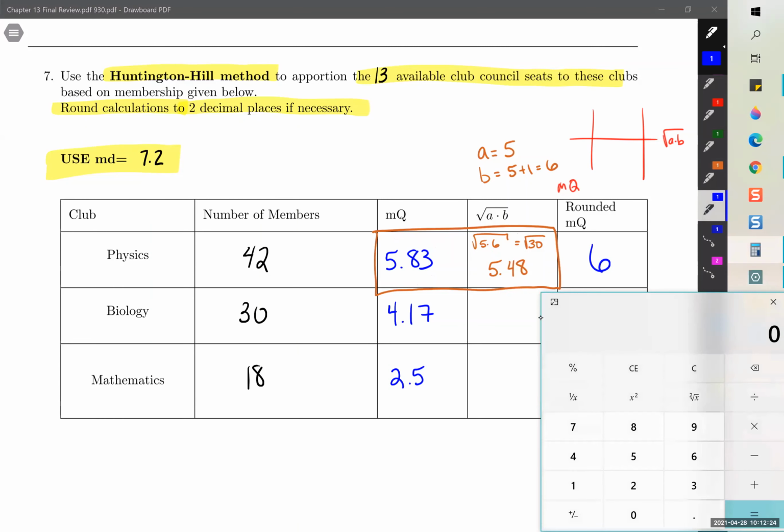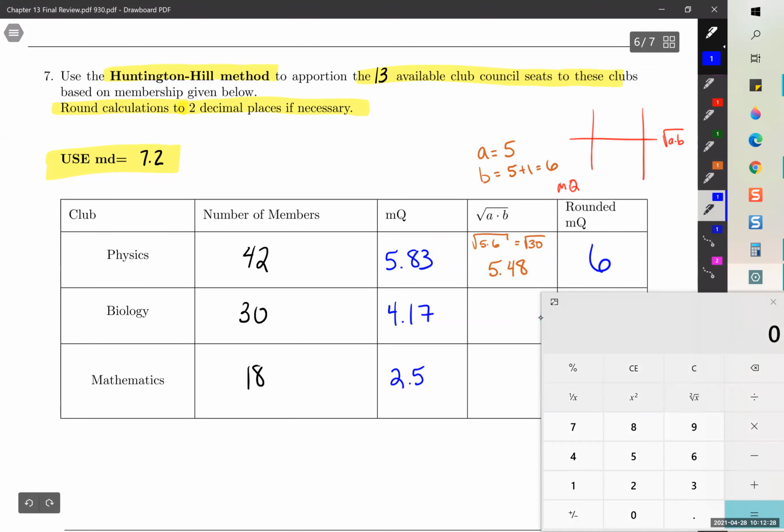Now, if everybody would take a moment to do a similar calculation for our next two values for the biology and the mathematics. Remember, you have to find your new A, your new B, calculate that number, and then see how the MQ relates to that.